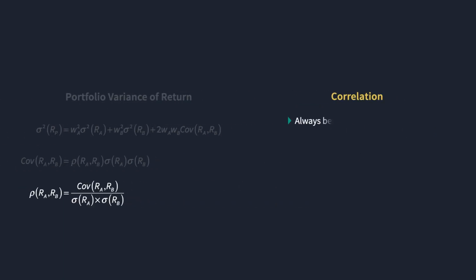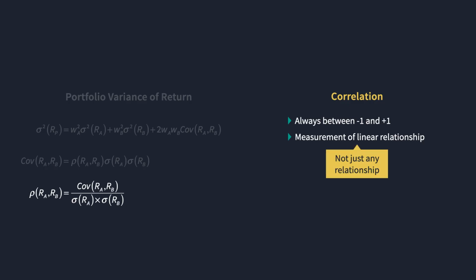The correlation will always be between -1 and +1. It's a measure of the linear relationship between the two variables. So it's not a measure of any relationship between the variables, only the linear relationship. A correlation of 0 means no linear relationship.